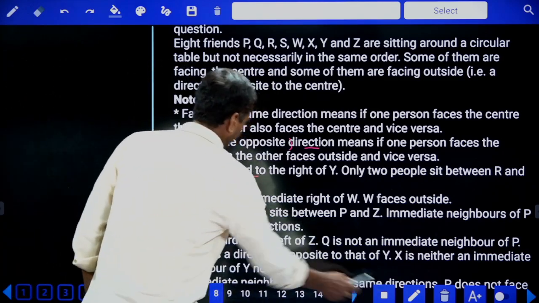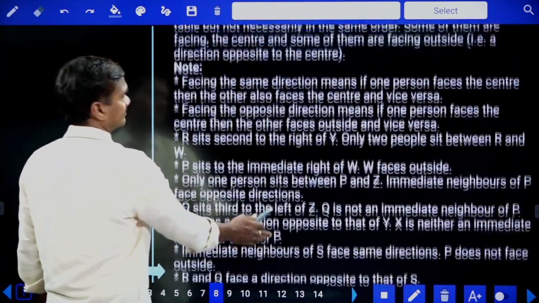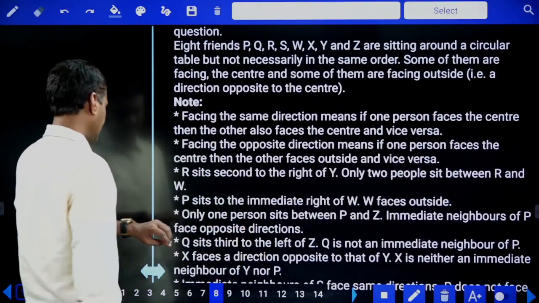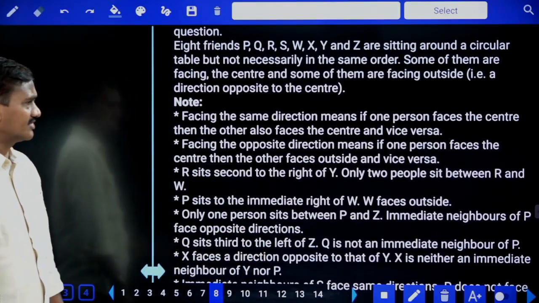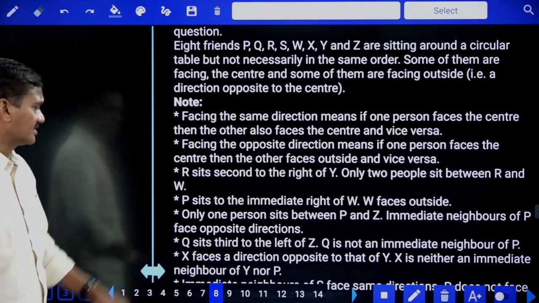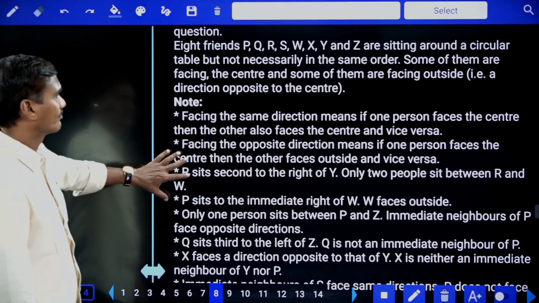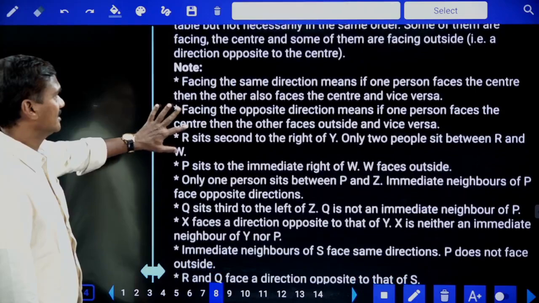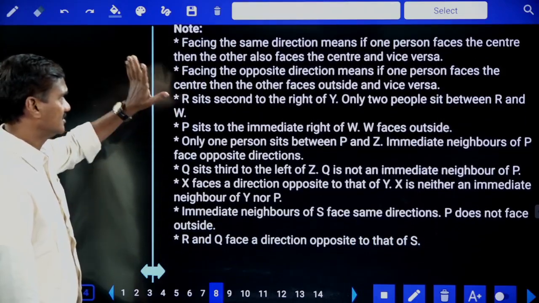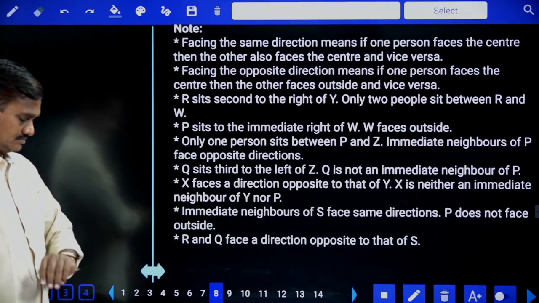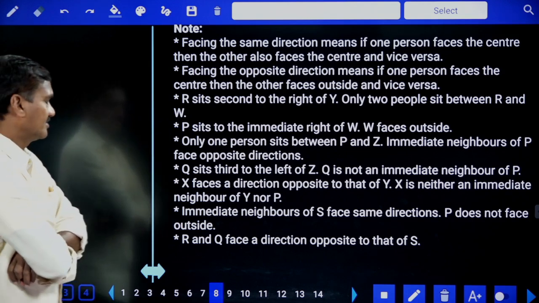Okay, make it fast. Again 2 minutes, and in fact 2 minutes is not required, just 1.5 minutes is sufficient for you. Start working this out. P, Q, R, S, W, X, Y, Z. Now this is the information given. Just 1.5 minutes I am giving, make it fast.